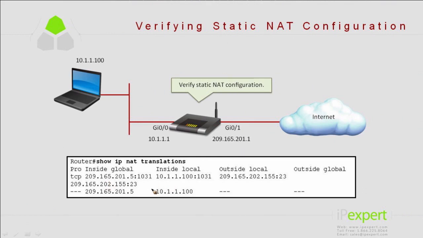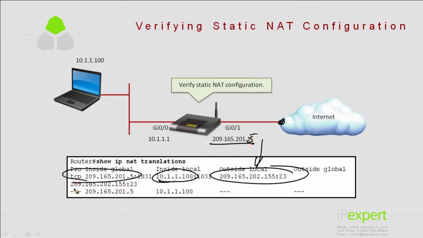Notice it's saying here that the inside local address of 10.1.1.100 has been changed to the outside local address of 209.165.202.155. But that's not what it's been changed to. That's where it's going. We've actually changed the address to satisfy this value right here, which is going to be 209.165.201, and again, this should be 5. So this is what we've changed it to.